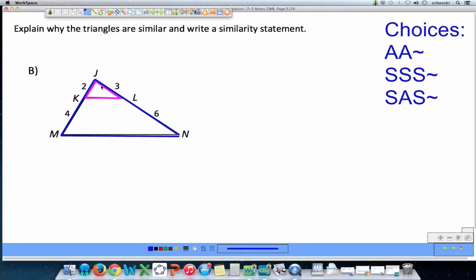So you have to think in terms of smaller and bigger. They're 2 separate triangles here. Some people like to redraw it. For me, that doesn't work so well. Explain why the triangles are similar and write a similarity statement.